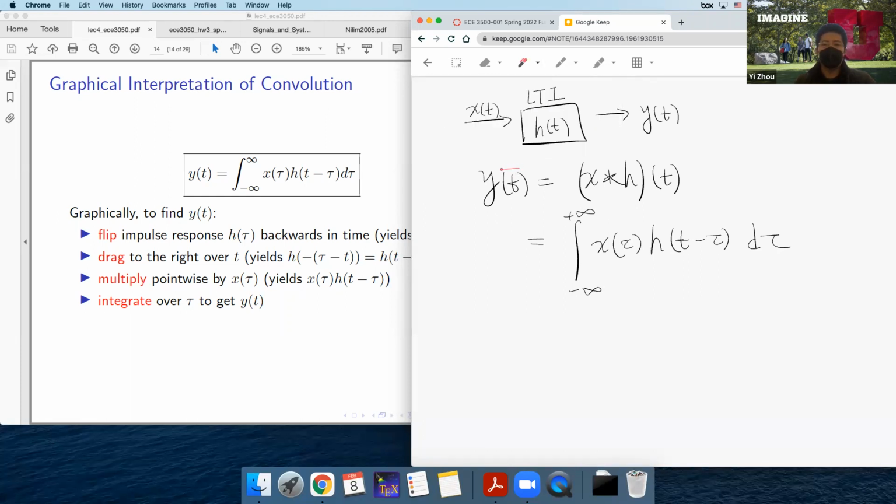Here, just to remind you, this t is a given time index that we are looking at. So this y(t) means the value of the output signal at time t, which is the convolutional signal evaluated at time t. So here t is not the variable that we are integrating over. In the integration, we are fixing t and integrating over tau. That is the a little bit confusing part sometimes.